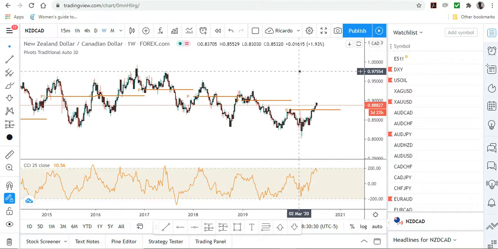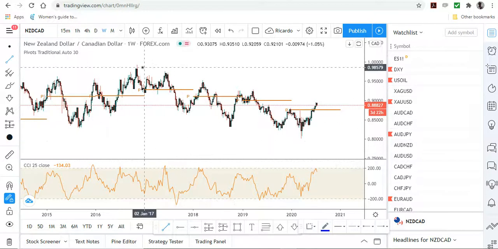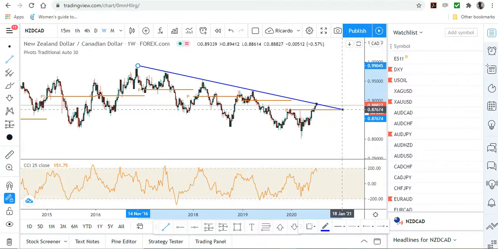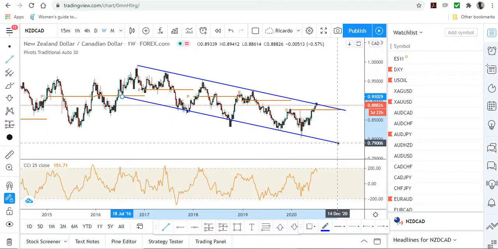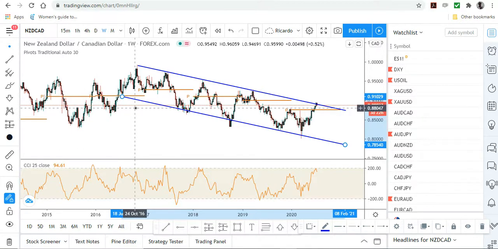So right here, I'm going to be looking for U-turns on the New Zealand CAD, and these are areas or angles in the market that the market tends to turn. So before me here, I'm on the weekly time frame, and if we take our trend line and we connect our highs, we can see that we are at an angle of resistance. And if we were to connect our lows, this tells us that this currency pair is in a channel and has been in a channel from 2016.